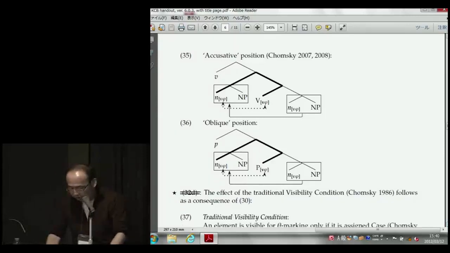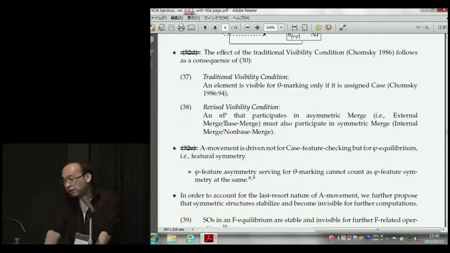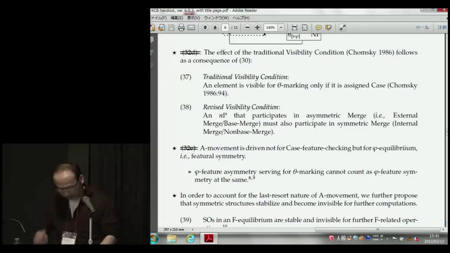Moreover, the effect of the traditional visibility condition as proposed in Chomsky 1986, based on Joseph Aoun's idea, largely follows as a straightforward consequence of a symmetry-driven syntax. Chomsky's version of the visibility condition is formulated as 37. An element is visible for theta marking only if it is assigned case. Recall that our theory defines theta positions as asymmetric positions and case positions as symmetric positions in terms of phi features. Okay. Then what 37 states is essentially 38.